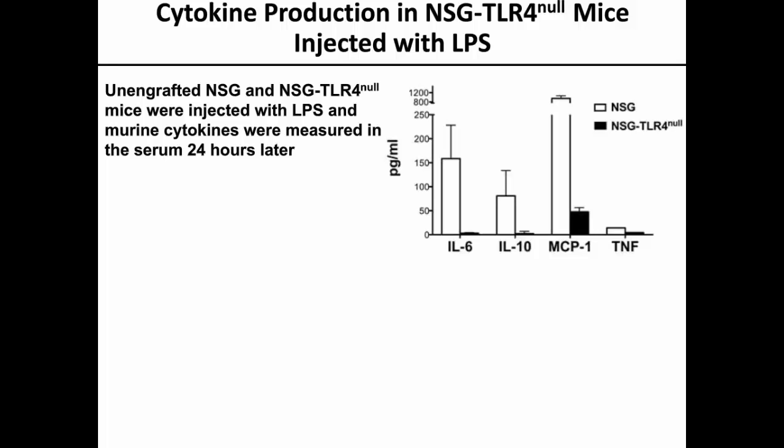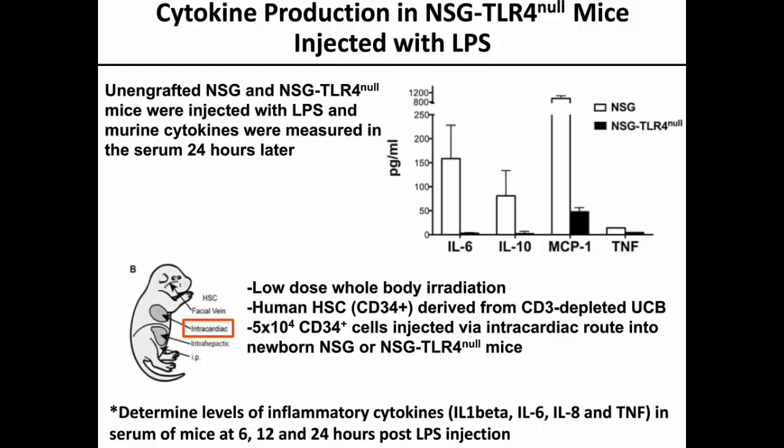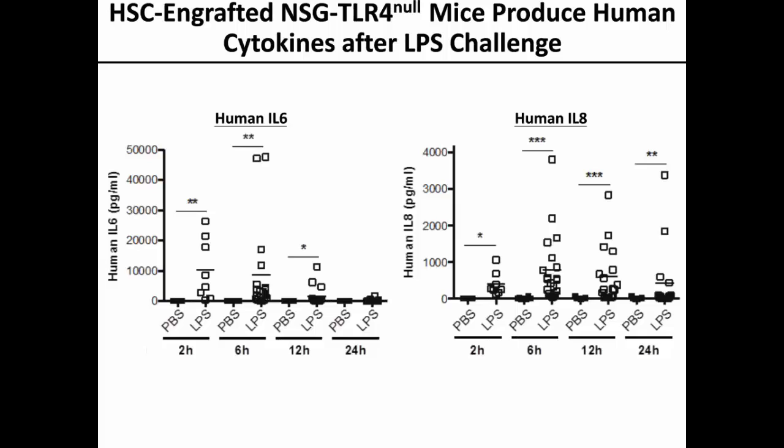So for the basic experiment, we actually used our newborn engraftment model, again, low-dose whole-body radiation, and hematopoietic stem cells derived from CD3-depleted umbilical cord blood. In this experiment, we injected 50,000 CD34 cells by intracardiac route into our newborn NSGs or NSG TLR4s. And I'm only going to show you the TLR4 data in this experiment. We looked at the levels of human inflammatory cytokines in the serum of mice at 6, 12, and 24 hours post-LPS injection. Now, for simplicity's sake, I'm only showing you the responses to IL-6 and IL-8 in mice that were challenged with PBS or LPS.